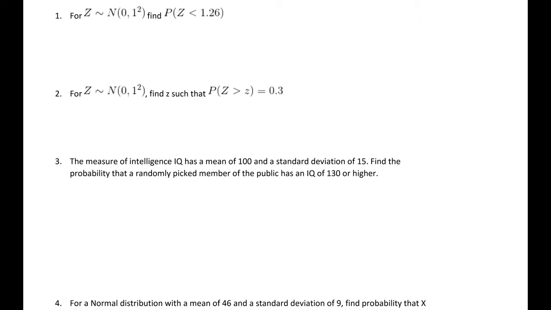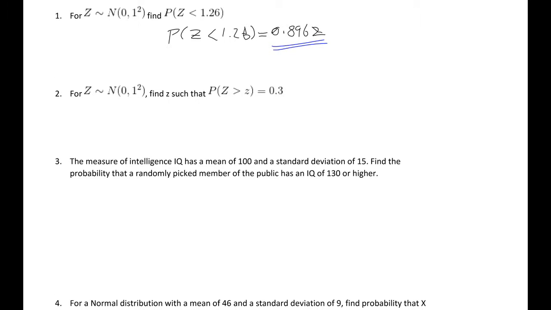We find 1.26. We therefore know that the probability that Z is smaller than 1.26 equals 0.8962. And that's it. That's our first question.